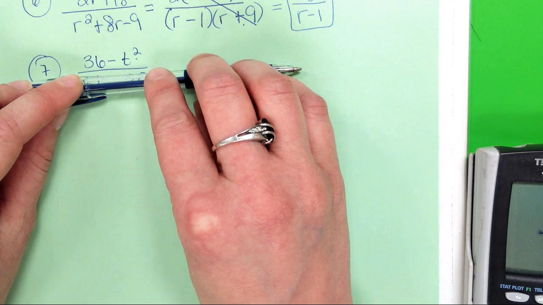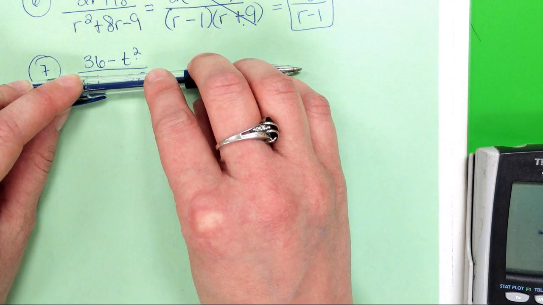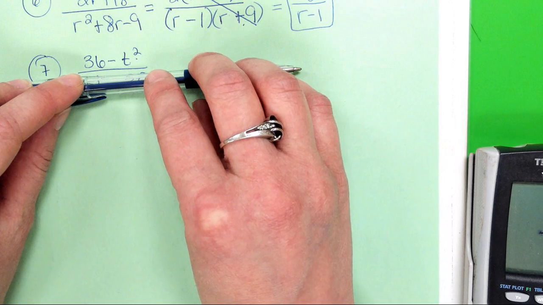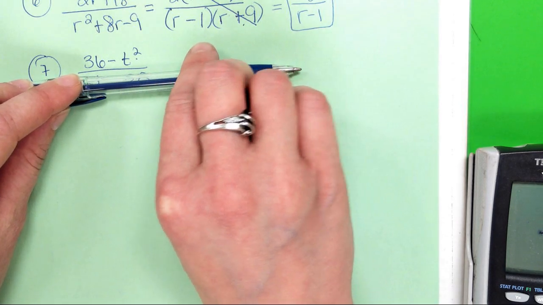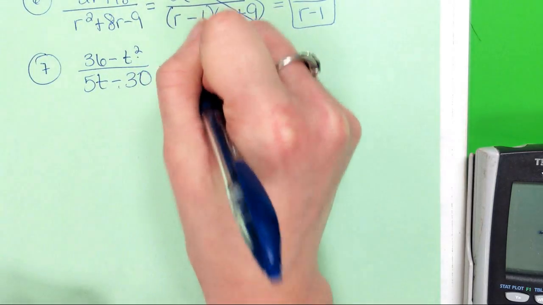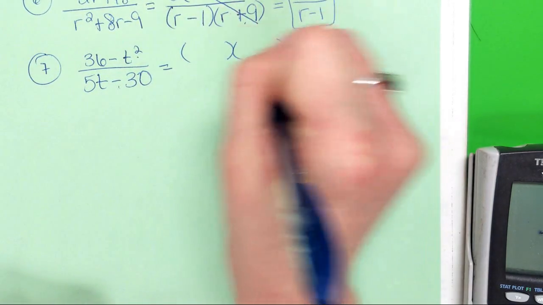Okay, what was that called? It was called difference of something. What is 36? It's a perfect square, so this is called difference of squares. Very nice. We do split it up.